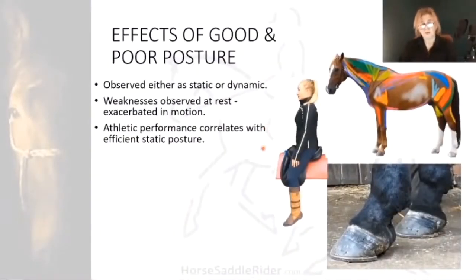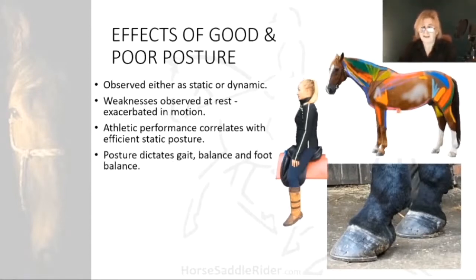And athletic performance correlates with an efficient static posture. Postural symmetry will affect coordination, and I think that's why it's very important for riders who are not used to balancing from their seat, when we've evolved to get our balance information from our feet. For this group, symmetry is a big advantage because they're already at a disadvantage posturally.